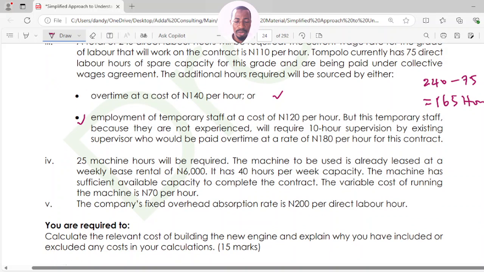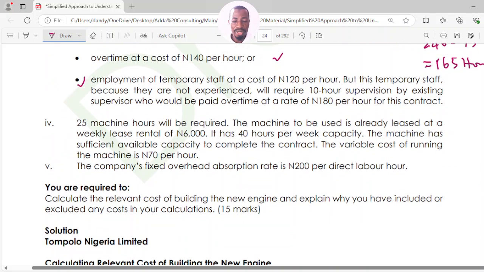Then bullet point number 5, additional information. You are told that 25 machine hours will be required. The machine to be used is already leased at a weekly lease rental of 6,000 naira. That 6,000 naira is irrelevant because lease is a committed cost. So whether the company executes this project or not, that 6,000 naira will be incurred. Therefore, it is irrelevant.